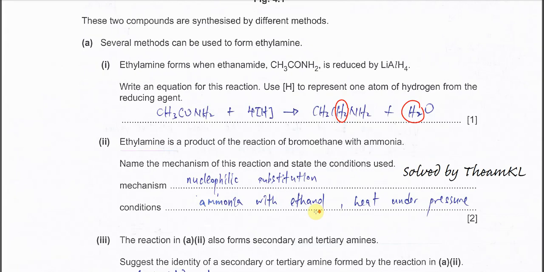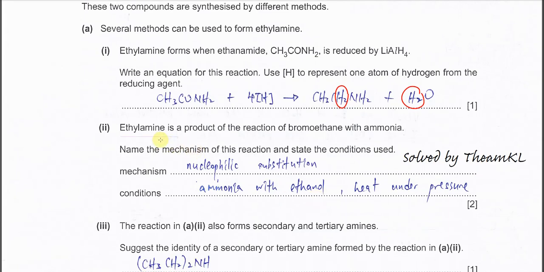Part 2. Ethylamine is the product of the reaction of bromoethane with ammonia. This reaction you already learned in the AS. Name the mechanism of this reaction and state the condition used.